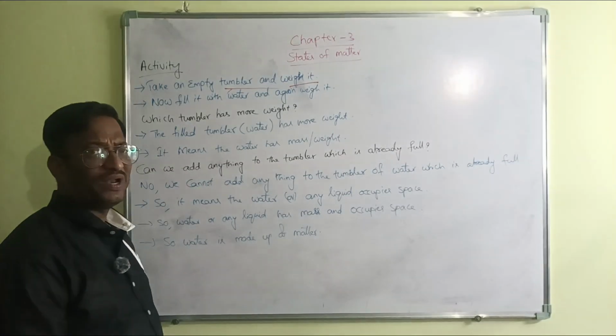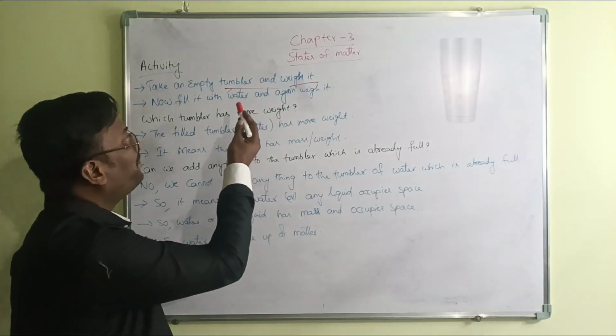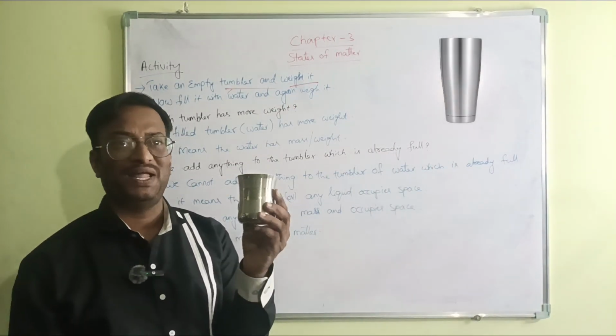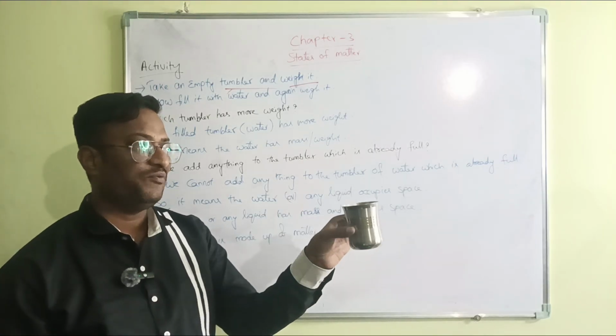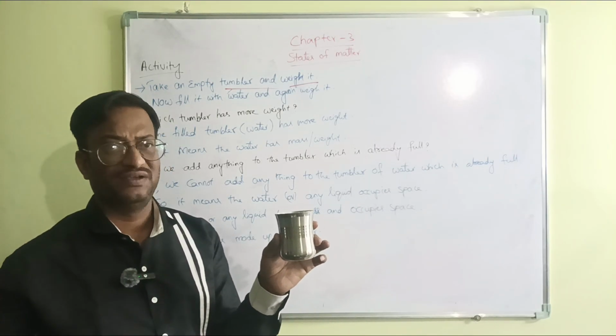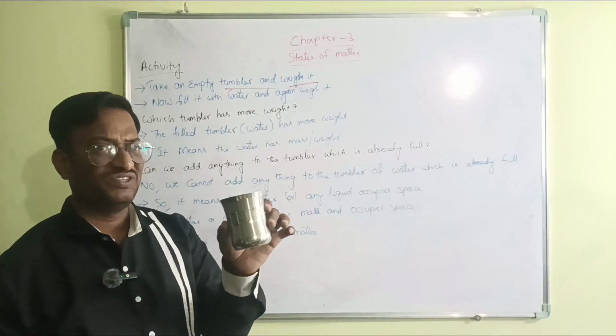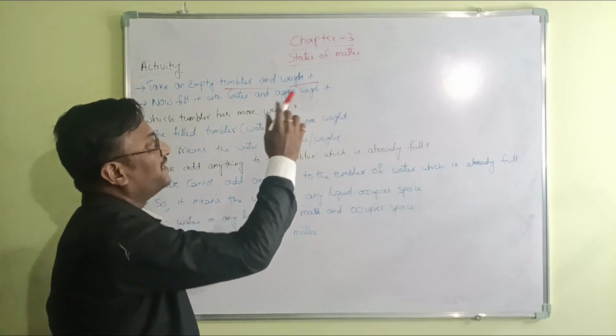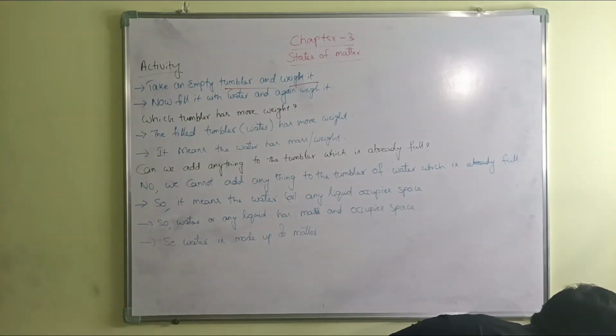Activity. For this we do one activity. Take an empty tumbler. First of all, what we have to do? You have to take an empty tumbler and weigh it. We have to weigh this tumbler and note the reading. What is the weight of this tumbler? After that, now fill it with water.